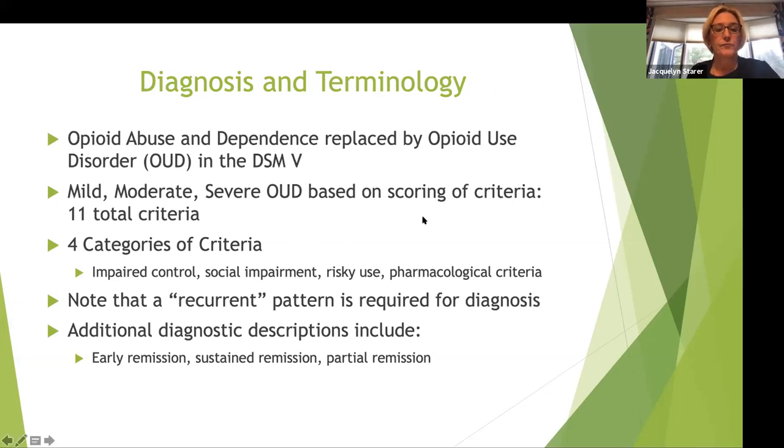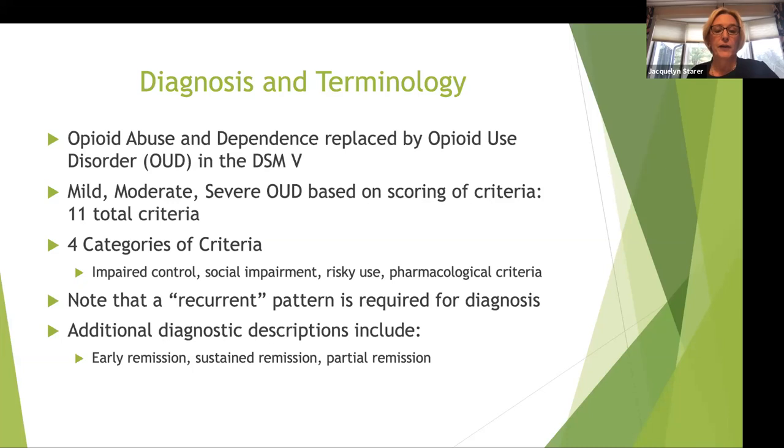So, diagnosis and terminology you should be familiar with, remembering that the old abuse and dependence terms were replaced by opioid use disorder in DSM-5. There's mild, moderate, and severe based on the scoring criteria. There are 11 total criteria with 4 different categories, which include impaired control, social impairment, risky use, and pharmacologic criteria.